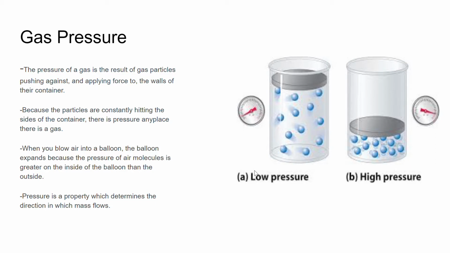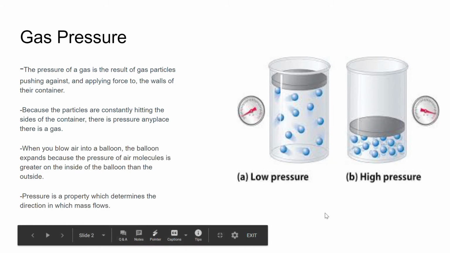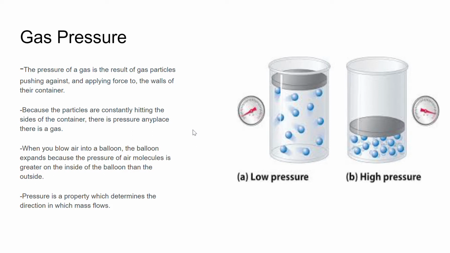So, what is gas pressure? The pressure of a gas is the result of gas particles pushing against and applying force to the walls of their containers. So you can see that over here. Because the particles are constantly hitting the sides of the container, there is pressure in any place there is a gas.